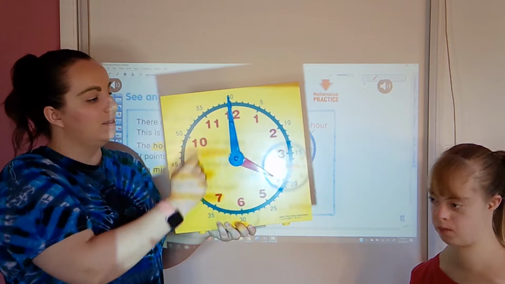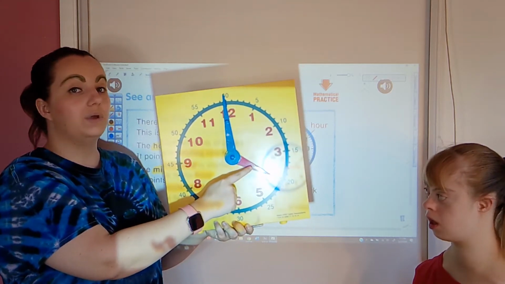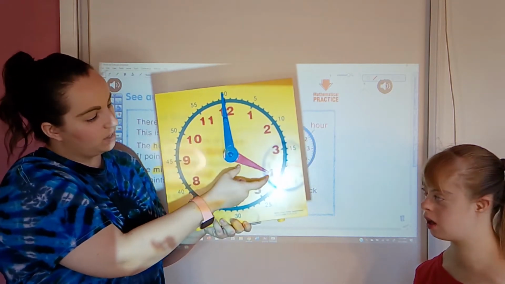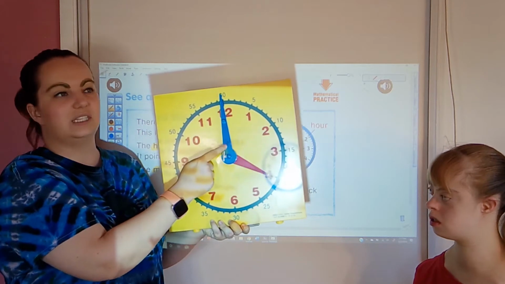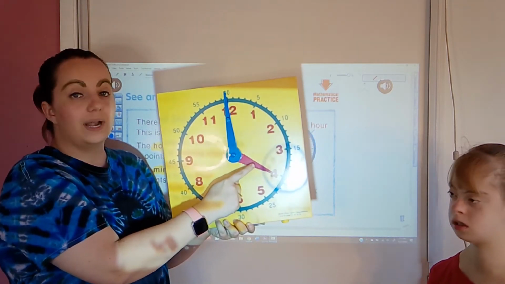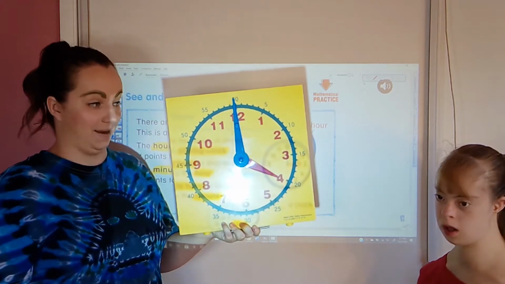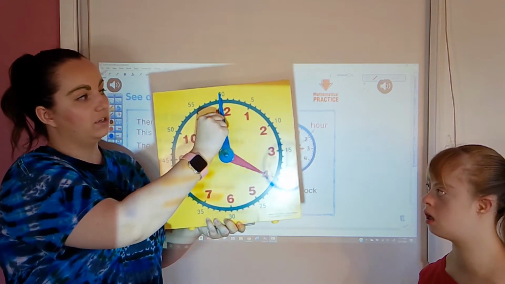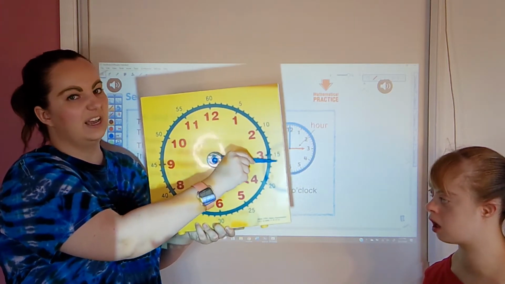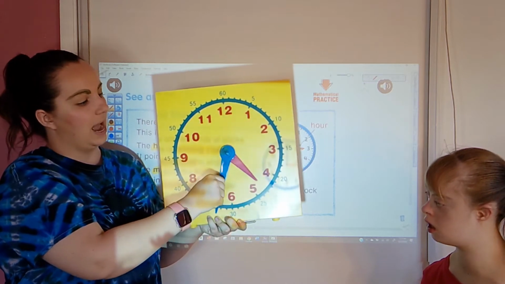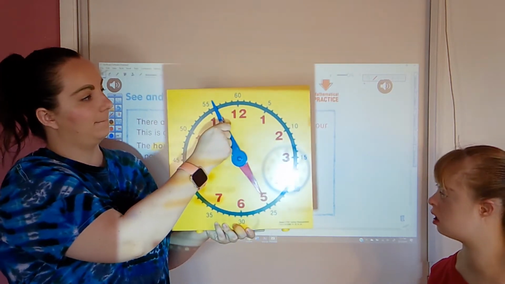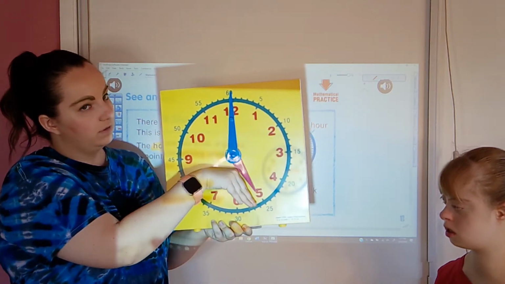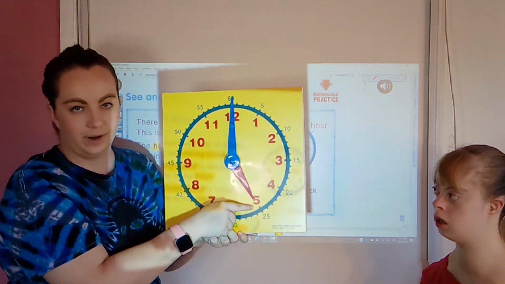Okay? Then we also have what we call the short hand. See, it's only this long. It's not as long as the longer minute hand. This short hand is called the hour hand. Hour hand. After the minute hand moves 60 minutes, it is a new hour, meaning the hour hand will move to the next hour. It would take much longer than this.